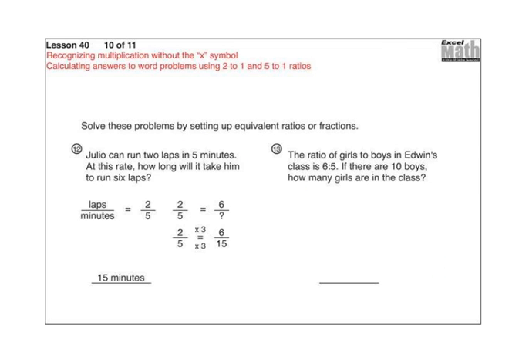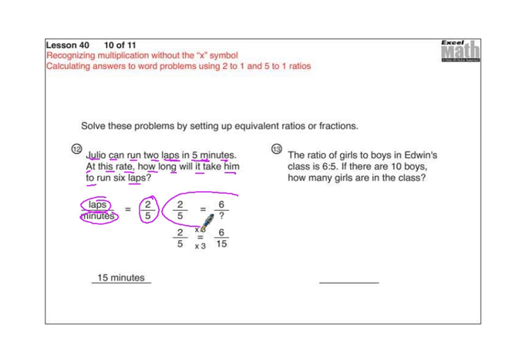All right, moving on. Solve these problems by setting up equivalent ratios or fractions. This is pretty tricky, so pay close attention. Julio can run 2 laps in 5 minutes. At this rate, how long will it take him to run 6 laps? Okay, this is kind of like a stuff for money problem again. We're doing laps over minutes. The ratio is laps to minutes. So we make this ratio of 2/5.